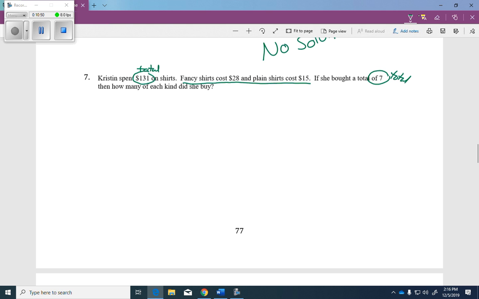So remember, when you have two totals, that means our equations will be in the form of ax plus by equals t, I use a t for total. So I need $131 as a total, and I need 7 items as a total. And I'm going to do my two let statements with my two different items. One of the items is fancy shirts, so I'll let x equal number of fancy shirts. And then I'll let y equal number of plain shirts.